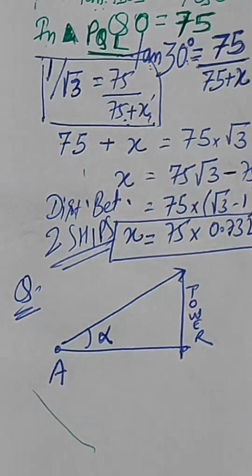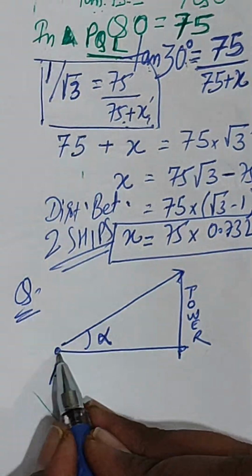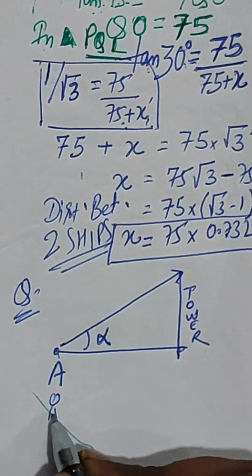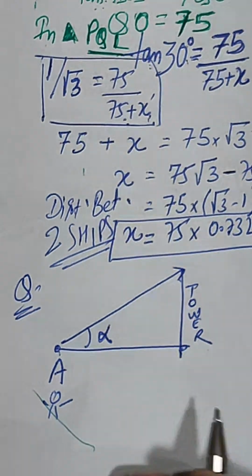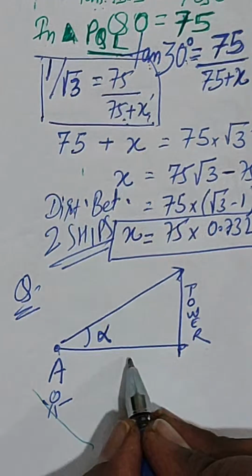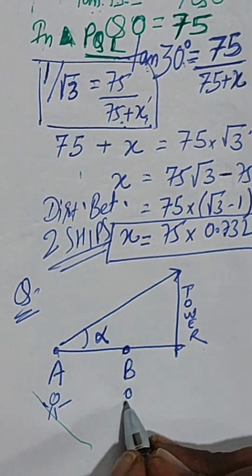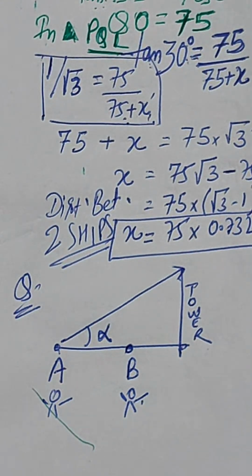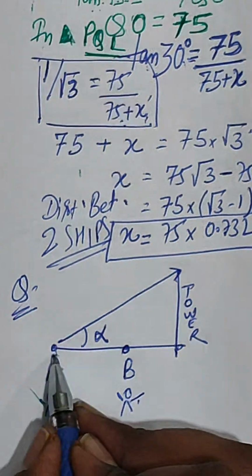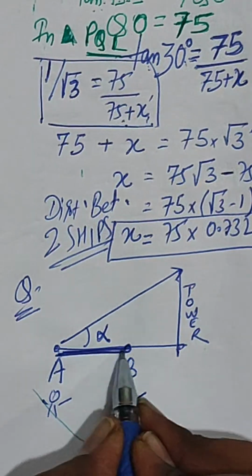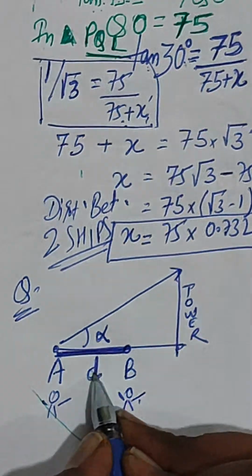After walking a distance d towards the foot of the tower, that means you have started walking from here, and let us say you reach this point, right? And this distance is d, you are saying, right?